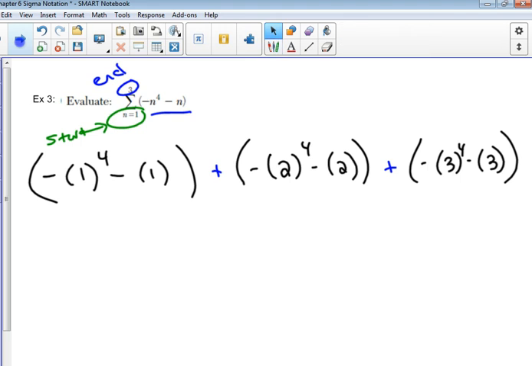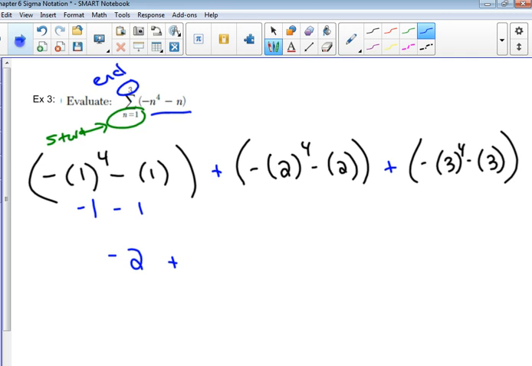Now here's the tricky part of this. What do we need to do first in here? Would you make this negative, like multiply, or would you do the exponent? Exponent first, good job. So really this is like saying 1 to the 4 is 1, and then you have to make it negative. So this is going to really become a -1 minus 1. What would that give you guys? -2.